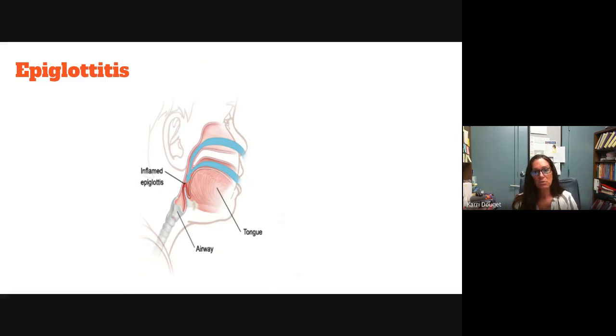Let these kids drool. The problem is the epiglottis is inflamed, and remember that's the gatekeeper. It lets food and drink go into your esophagus, into your belly, and it lets air go into your trachea to breathe. So these patients, because it is so inflamed, it hurts to swallow. So these kids don't want to swallow. That's why they're drooling. Okay.